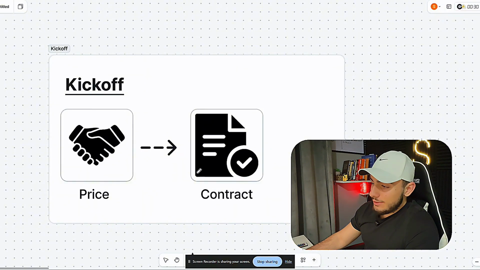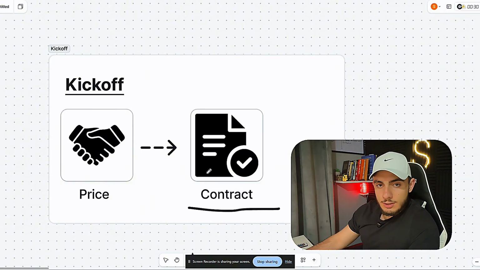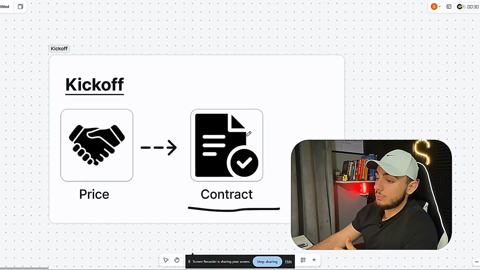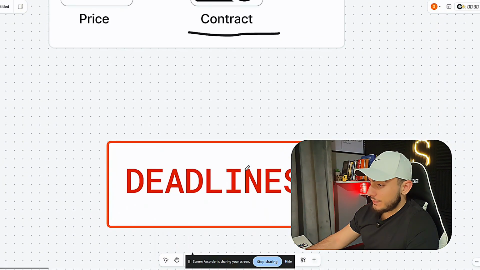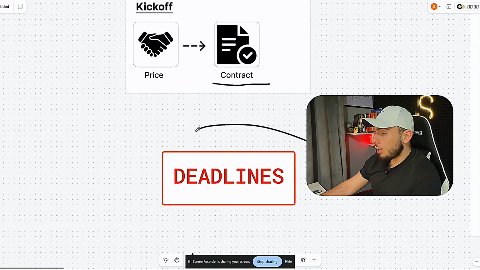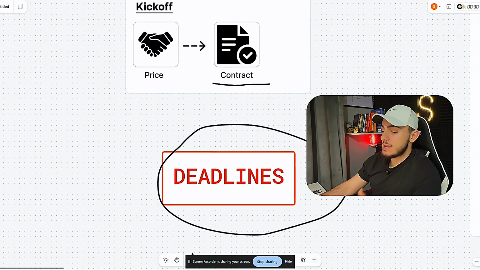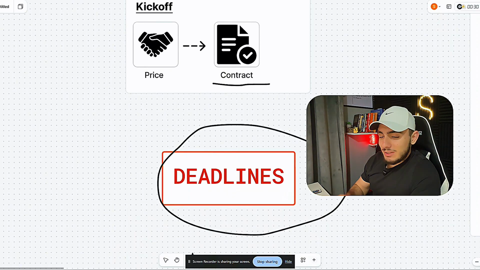And if you can make it so they can sign the contract and send the initial payment right away on the call, that's the best thing to do. But if you can't, one really important thing is deadlines. You want to have deadlines, because if you leave it to the client, they're probably going to forget it, or maybe they're not going to forget it, but they're going to delay it for a lot.